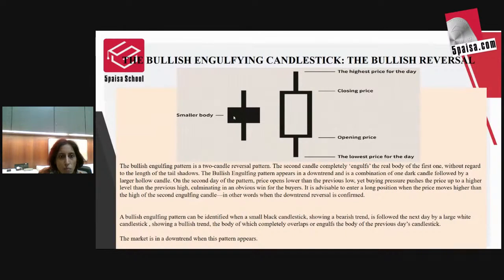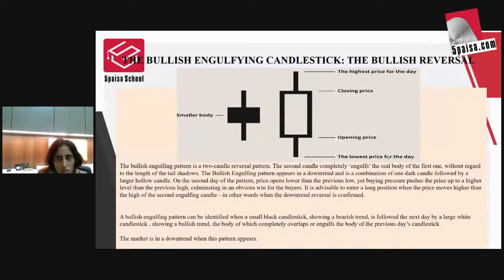Is a small real body, and a white body. So if you see this white body in this case, it's exactly opposite the bearish engulfing candlestick. Here, a white body or a green body is kind of eclipsing the small real body. And what you get to see in this case is the closing price is higher than the opening price.